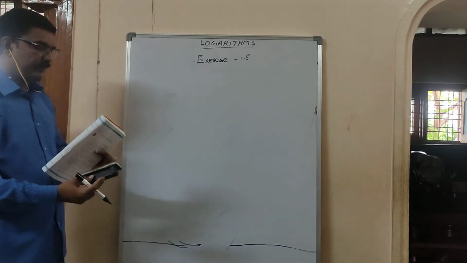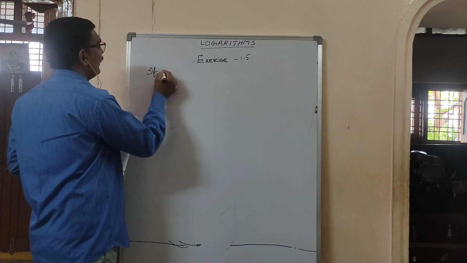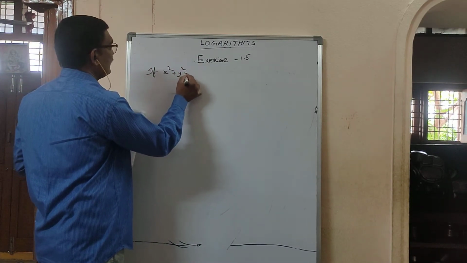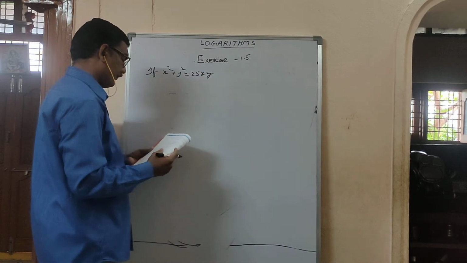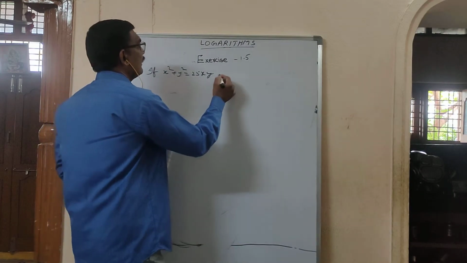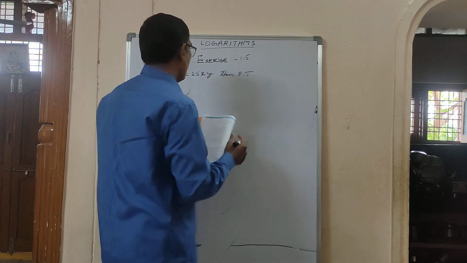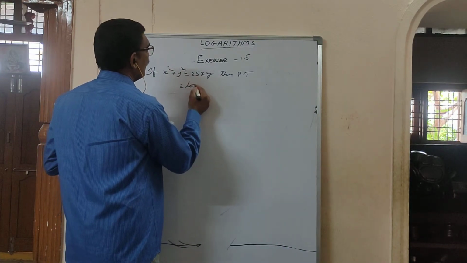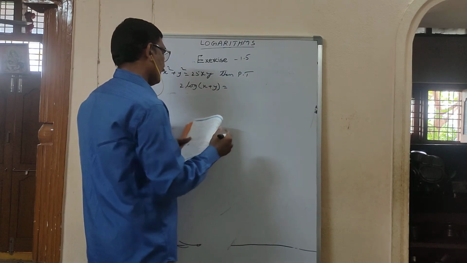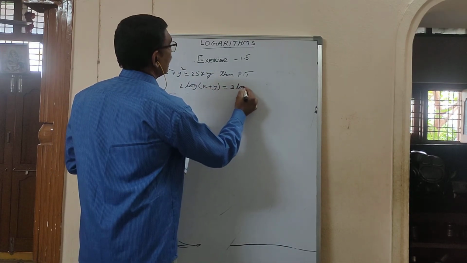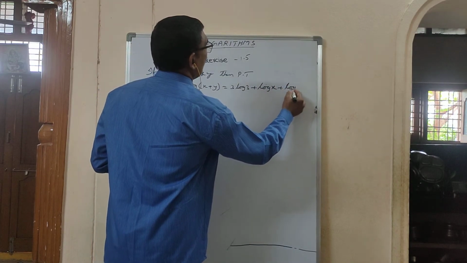Problem number 5. If x square plus y square is equal to 25xy, then prove that 2 log of x plus y is equal to 3 log 3 plus log x plus log y.